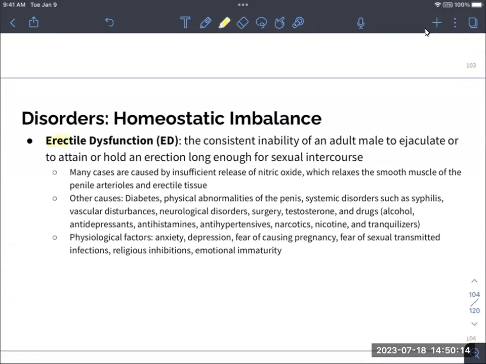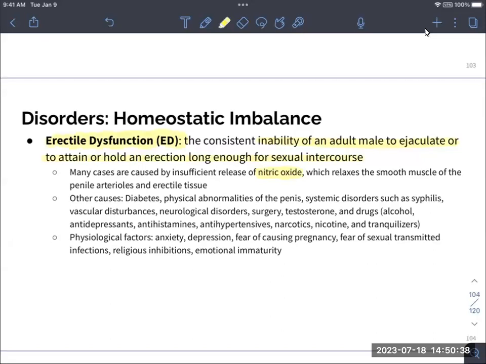Erectile dysfunction. It's that inability of an adult male to ejaculate or to attain or to hold an erection long enough for sexual intercourse. May not have enough nitric oxide, which allows those blood vessels to vasodilate and blood to rush into the penis.